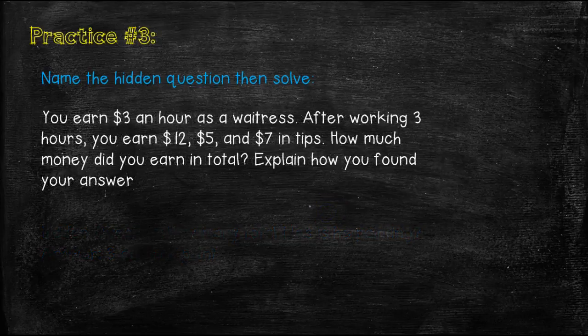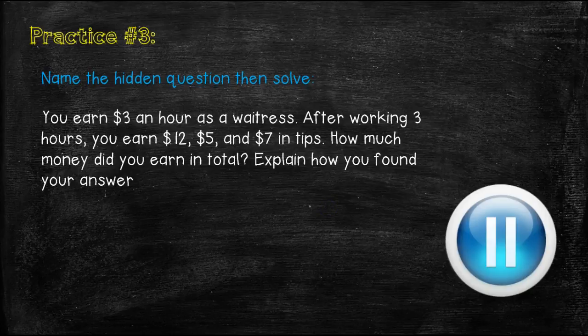And now here's practice problem number 3. You earn $3 an hour as a waitress. After working 3 hours, you earn $12, $5, and $7 in tips. How much money did you earn in total? Explain how you found your answer. So first, our hidden question is going to be what? And then you're going to solve it. So pause the video, answer those questions, and then come back.